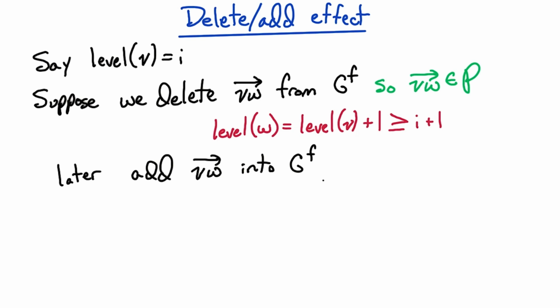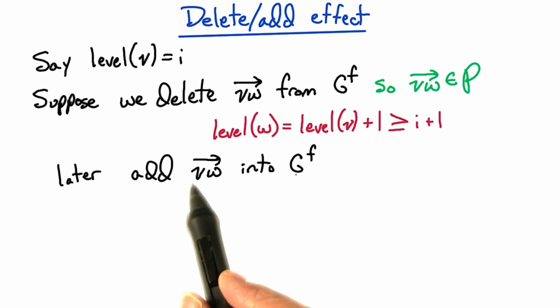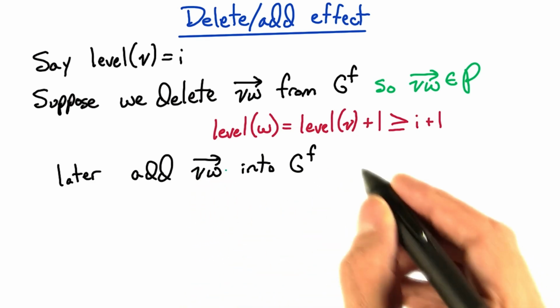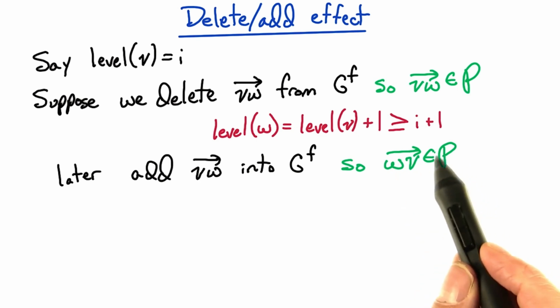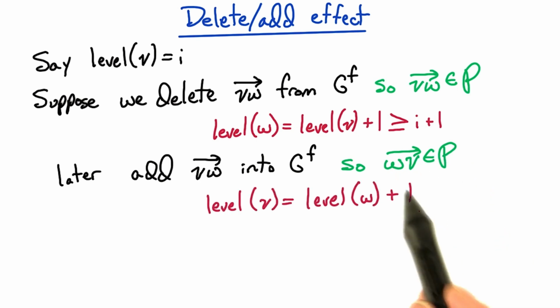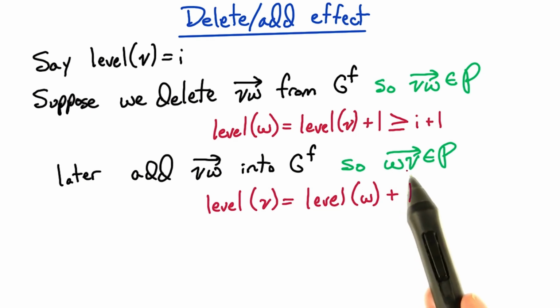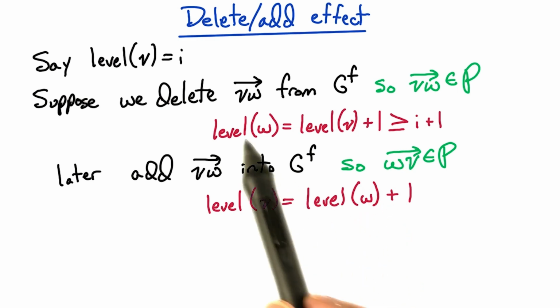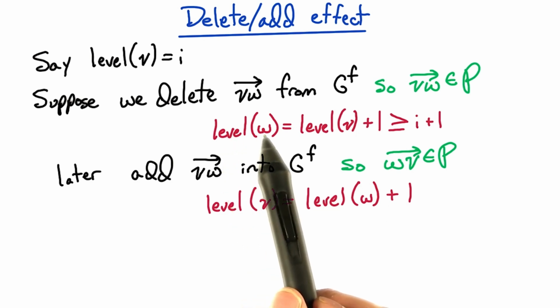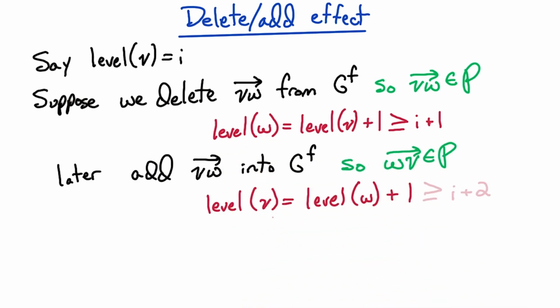Now suppose later we add this edge from V to W back into the residual network. Then we know that the reverse direction edge, the edge from W to V, must be on the augmenting path. Therefore, at this current time, the level of vertex V must be equal to the level of vertex W plus 1. By our claim, we know that the level of vertex W did not decrease from earlier times, and we earlier showed that the level of vertex W was at least I plus 1. So the level of V is at least I plus 2.